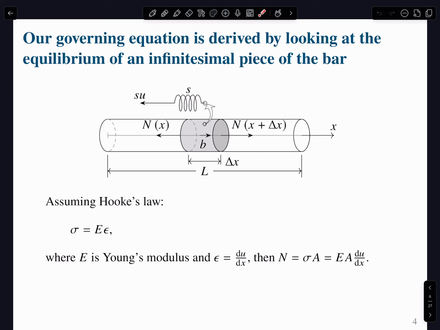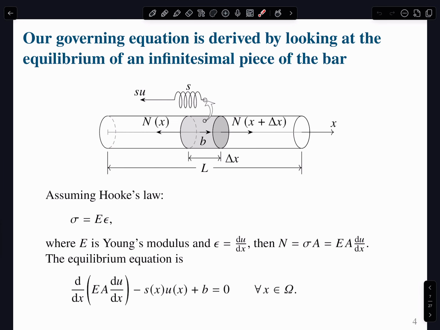Everybody knows this. And so my E is a Young's modulus. Epsilon is du dx, the strain along the bar. And then therefore my actual force is simply the value of the stress multiplied by the area, and so it ends up being EA du dx. Everybody should know this by now because it's very common in mechanics. So when we plug that in, we look at what is the value of n, we arrive at the final expression of our differential equation, which is d dx of EA du dx, minus s u, plus b.